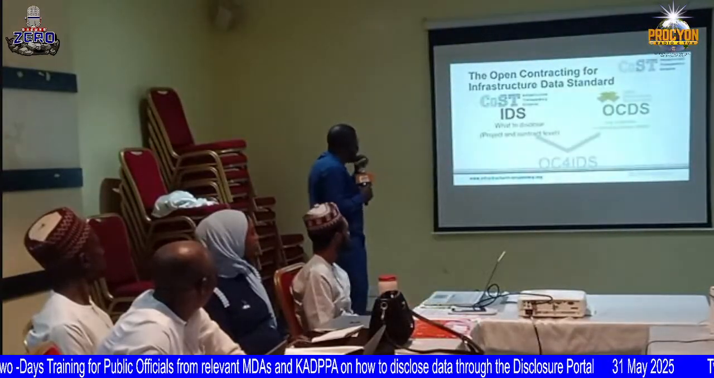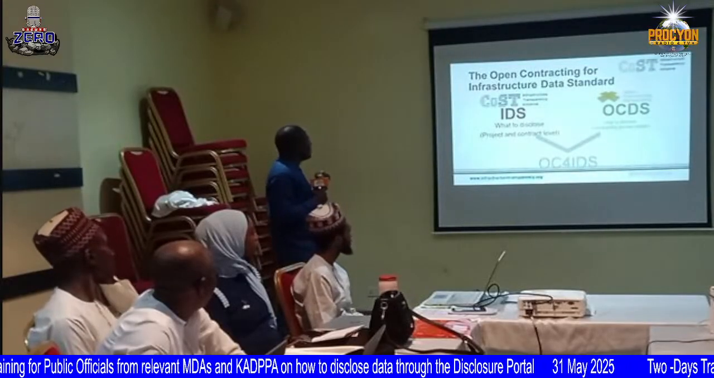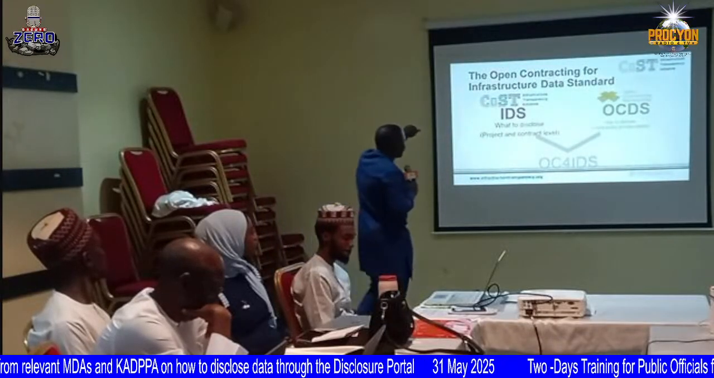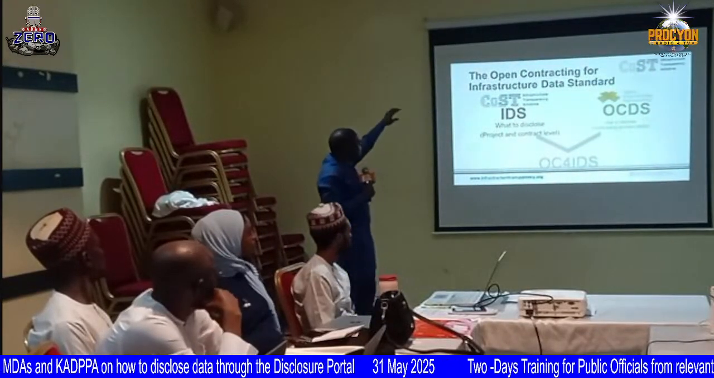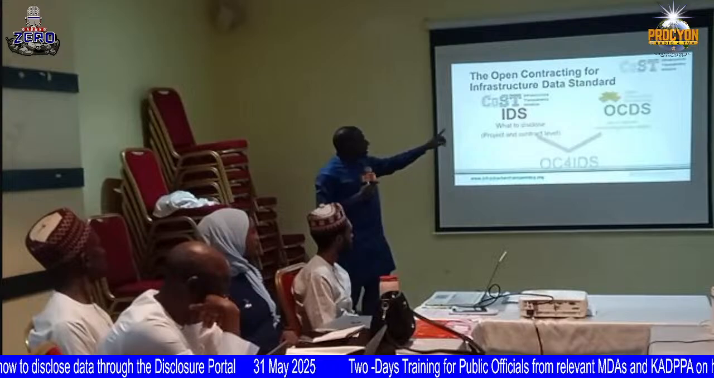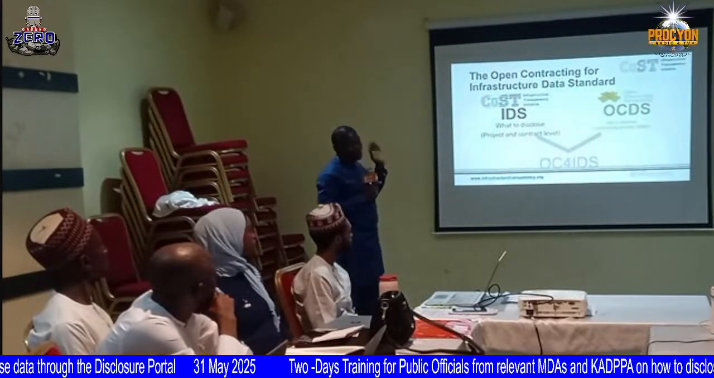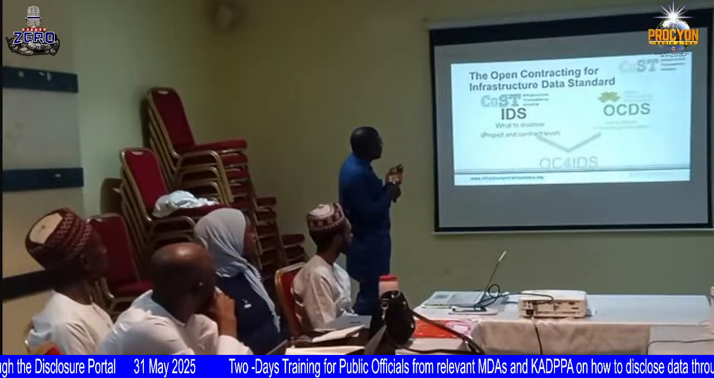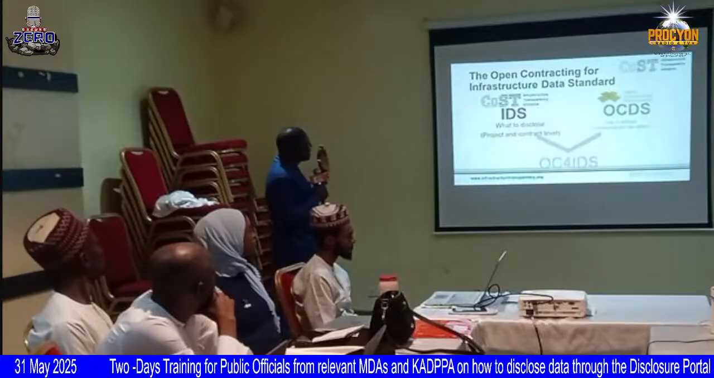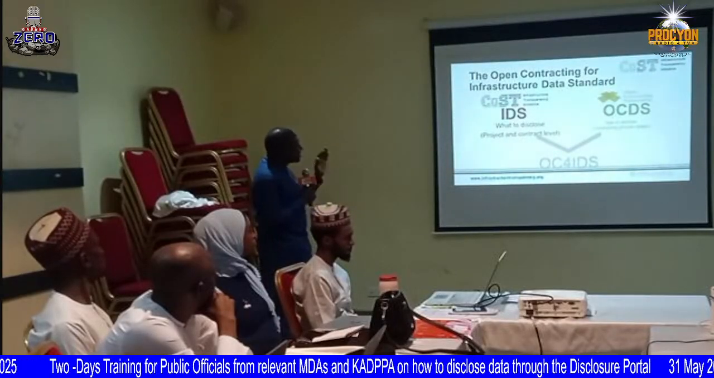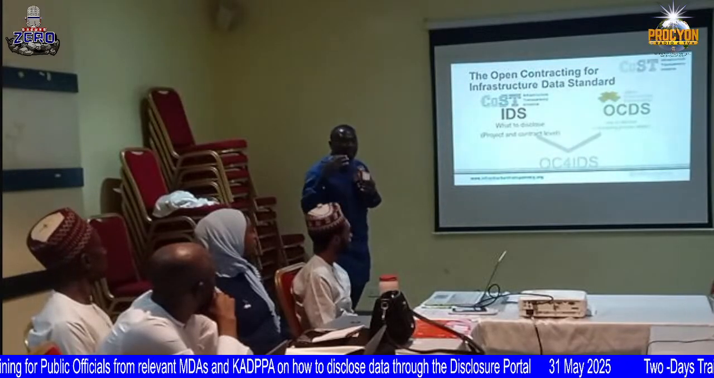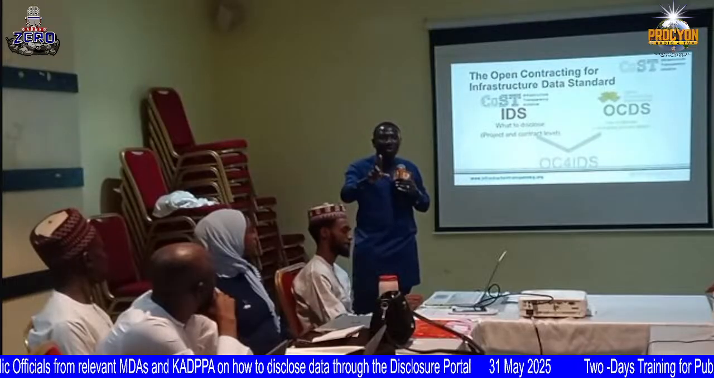Next slide, please. Now, the Open Contracting for Infrastructure Data Standard. You remember I said, for CoST, the data that they preserve is IDS, the Infrastructure Data Standard. And then they also work in partnership with Open Contracting Partnership that has OCDS. So it's a combination of infrastructure data and open contracting data: project and contract level data for IDS, and then contracting process details for OCDS.